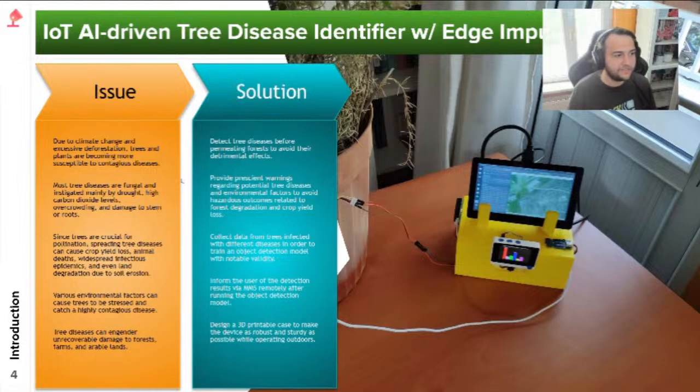Provide precise warnings regarding potential tree diseases and environmental factors to avoid hazardous outcomes related to forest degradation and crop yield loss. Collect data from trees infected with different diseases in order to train an object detection model with notable validity. Inform the user of the detection results via MMS remotely after running the object detection model.